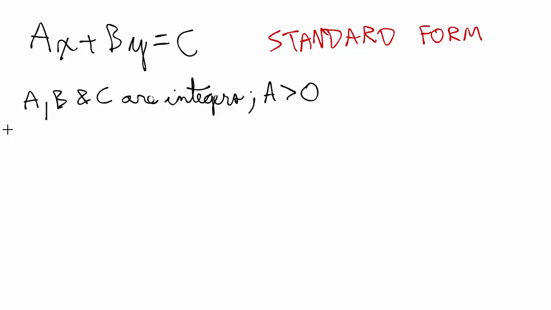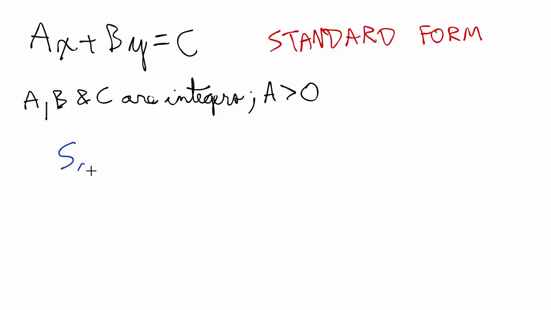So if we have ax plus by equals c, we have a linear equation in standard form. So very important, a, b, and c are all integers, like 1, 2, 3, 4. 0 is cool, -1, -2, -3, that's fine too. But a has to be positive, so a is greater than 0. So let's look at some examples here.